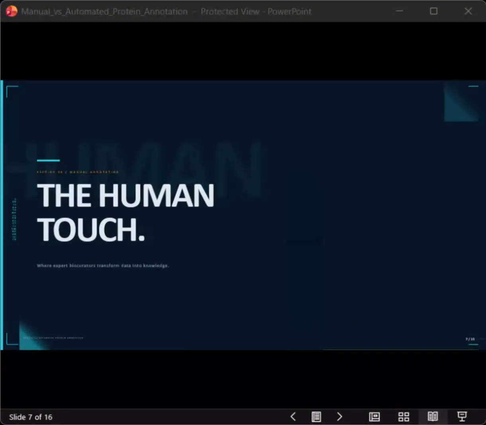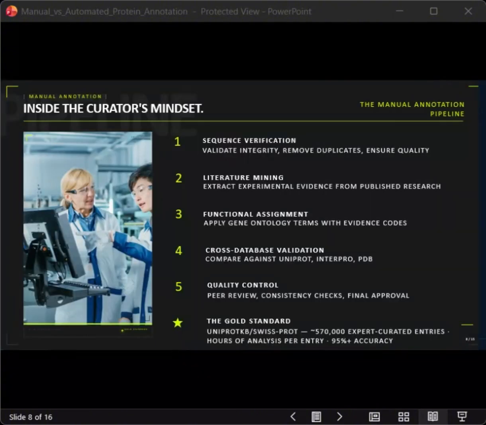The human touch. So manual annotation depends on expert biocurators. Scientists carefully analyze experimental evidence, research papers, and protein structure before assigning annotation. This process is highly reliable and biologically accurate because every annotation is manually validated.